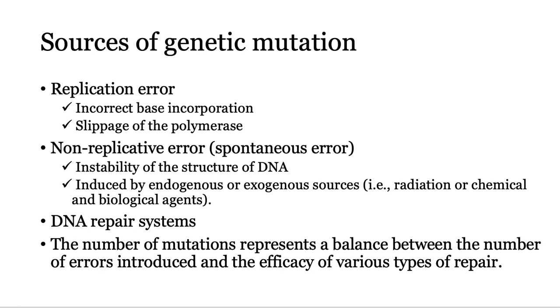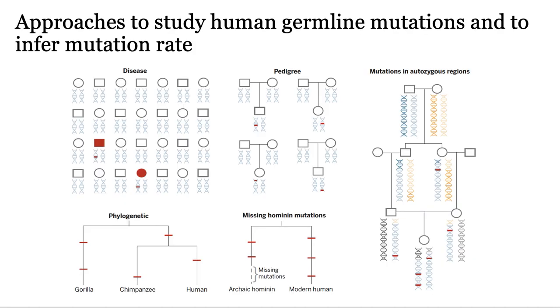So we talked about different types of mutation, and now I'll talk about how we study human mutation. One way to study it is to look at genetic variation, because genetic variation comes from mutation. That's what we can do when we compare different individuals and look at the differences. We can also compare different species. Here I list 5 approaches to study human mutation and also to infer the rate of human mutation. Let's go through them one by one.